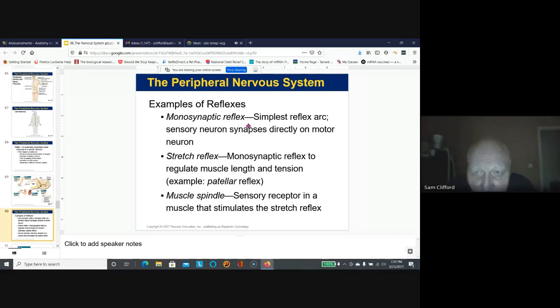There are monosynaptic reflexes where sensory neuron goes directly to the motor neuron. Stretch reflex, like tapping your patella, muscle spindle sensory receptors are constantly telling your spinal cord and brain and ultimately your cerebral cortex and cerebellum about what's happening in muscles.